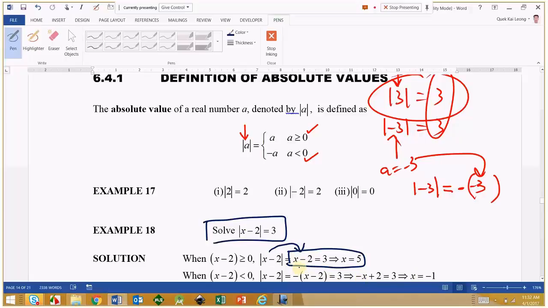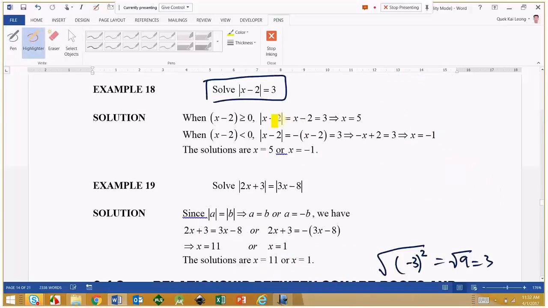Okay, I think this is the part. Remove the absolute sign, the second case, now with a negative value. I think with this highlighting you'll be clearer. So this is the way to solve an absolute equation.